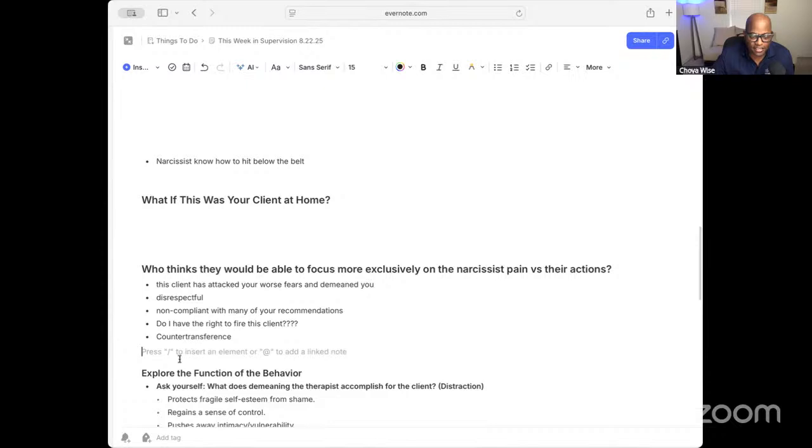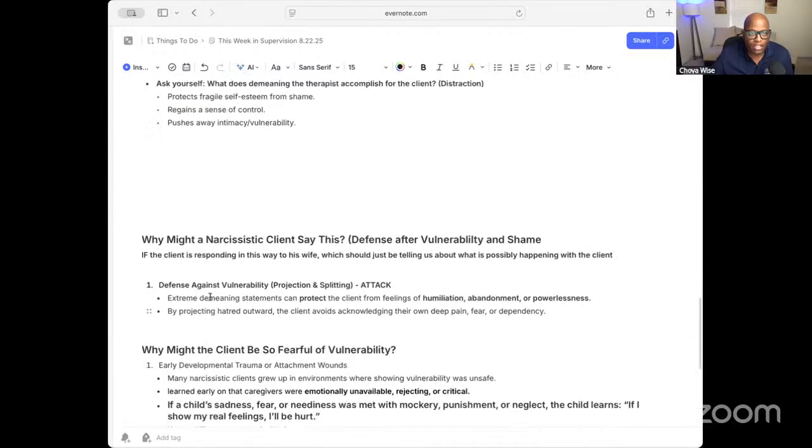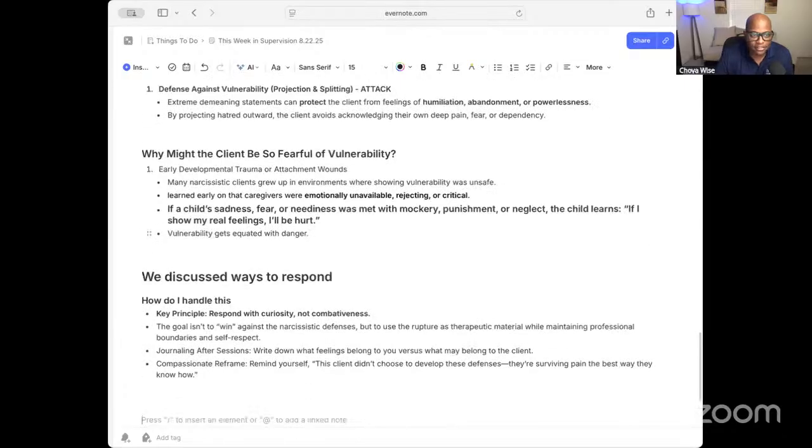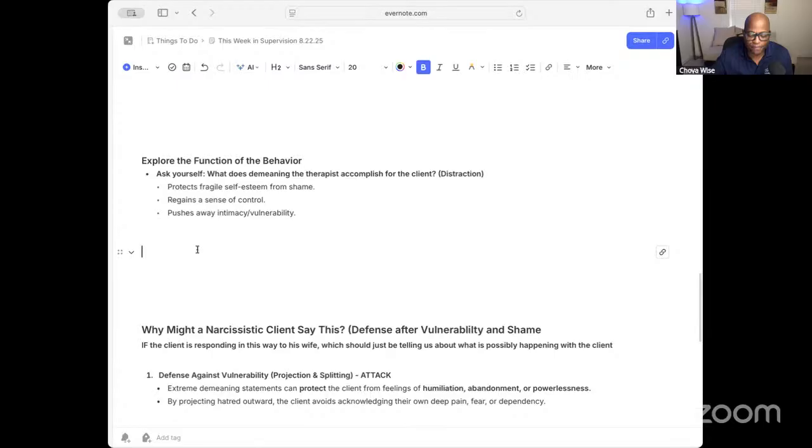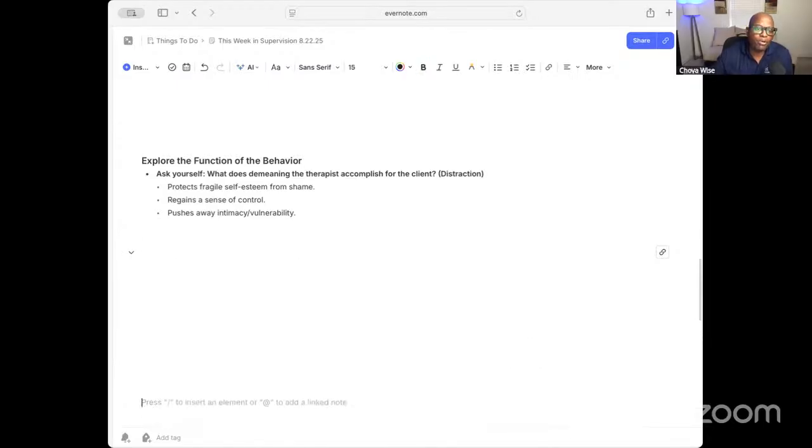So it's important, you all, to explore a few things here. And what we want to do is explore the function of the behavior. When we're dealing with somebody like this, we don't want to just see the behaviors. We want to be beneath the surface to understand and have a perspective as to why these behaviors are occurring. And we can do that a lot of times with very little information. Ask yourself, what does demeaning the therapist accomplish for this client? Think about that. If they have been demeaning you, what is it accomplishing for them?